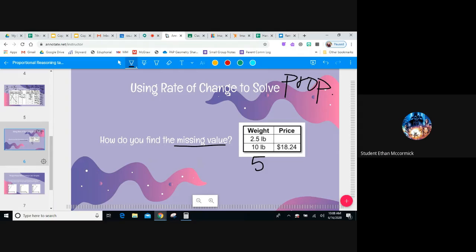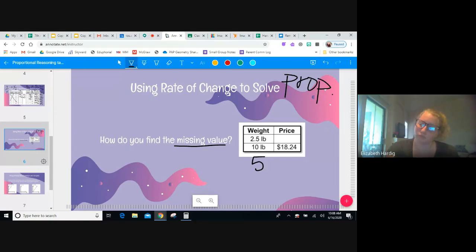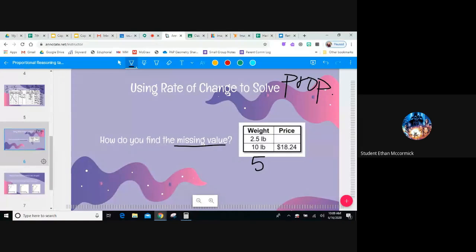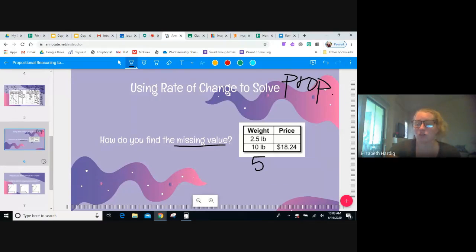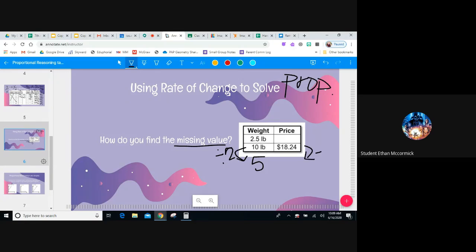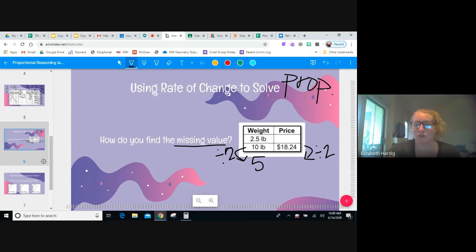Yes. How? I want to say splitting the price in half, but I don't. Right. Well, shouldn't 5 pounds cost half of what 10 pounds costs? Yes. Okay. So then 5 pounds would cost $9.12.